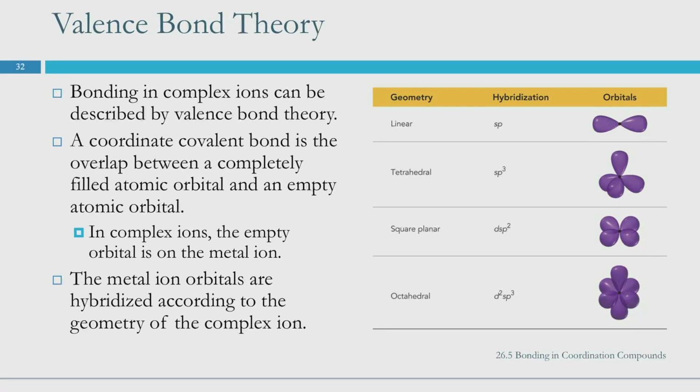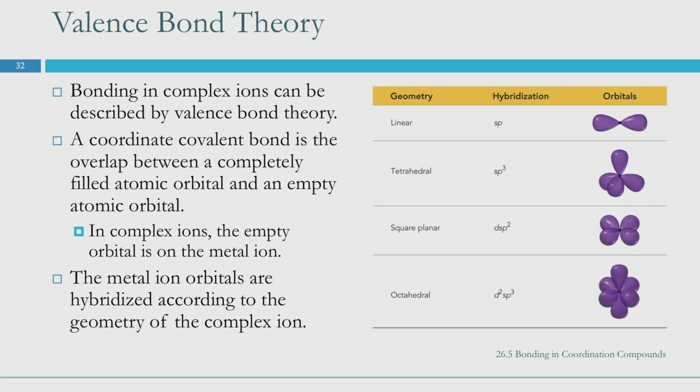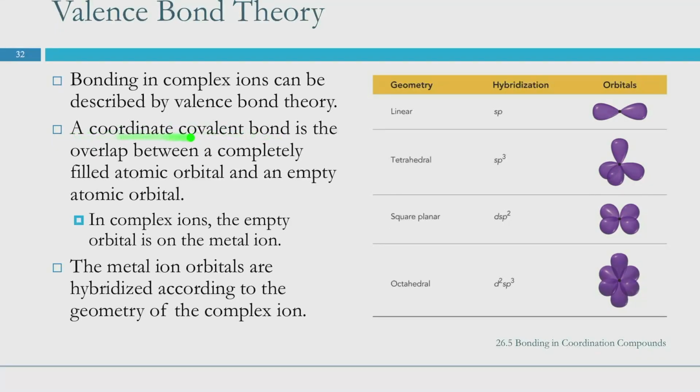We're going to revisit some valence bond theory stuff, which is kind of nice because that's some information that showed up in 1A, bonding theories things. So the bonding in our complex ions, where we've got a metal center and some coordination groups, some ligands on it, those bonds can be described by valence bond theory. A coordinate covalent bond, like we have between a ligand and a metal center, is the overlap between a completely filled atomic orbital and an empty atomic orbital.